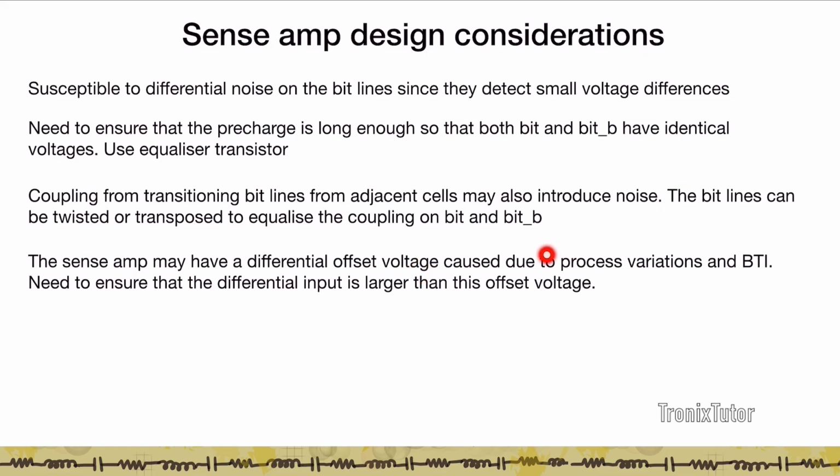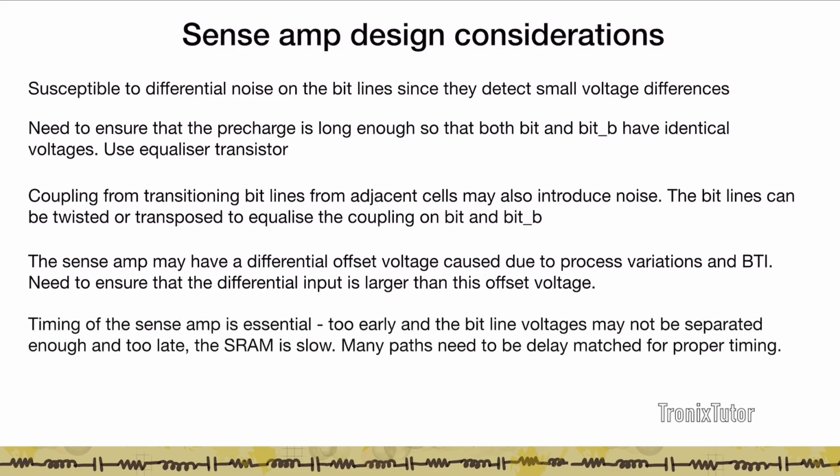And the offset voltage obviously is a function of the process variations and also of BTI. So this becomes important to characterize when you're deciding when should the differential voltage be set so that it is a read operation. And finally, the timing of the sense amp is very essential.